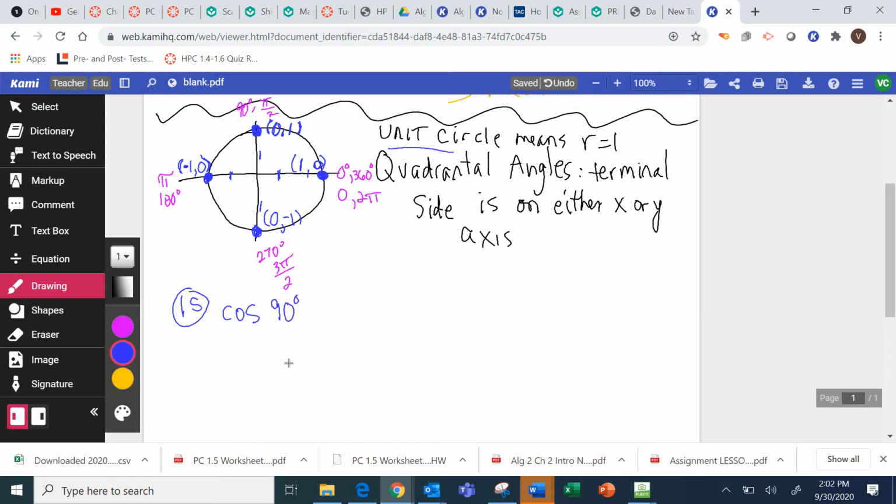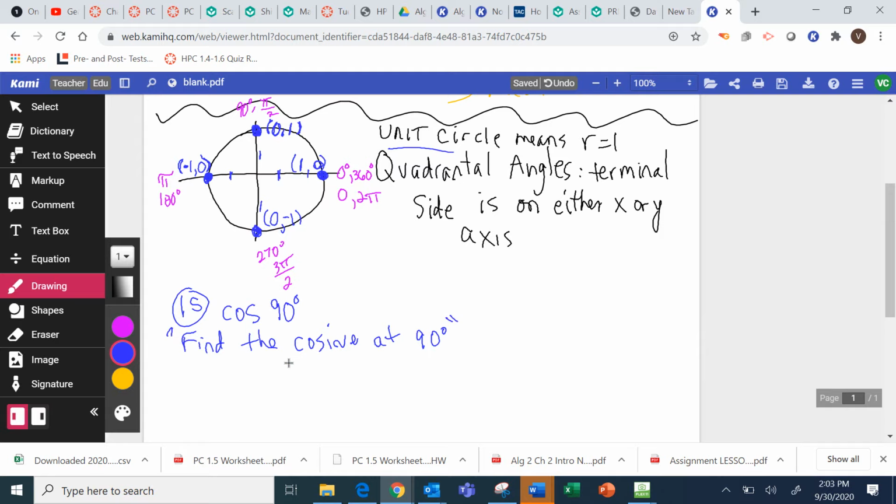So when you see cosine 90, this is telling us directions. This is saying find the cosine at 90 degrees. Okay, but that's a lot of words, so mathematicians shortened it. They wrote cosine 90. But what it means is find the cosine at 90 degrees.